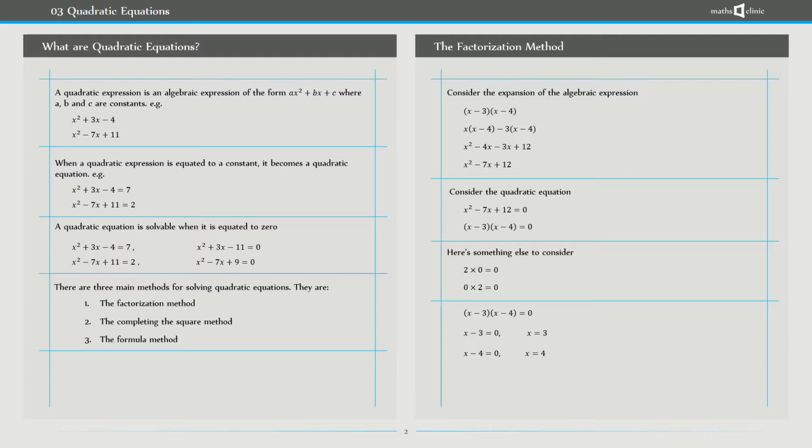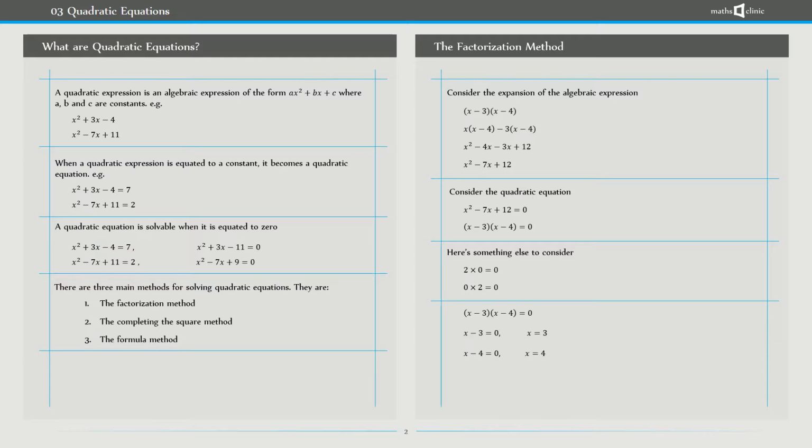Now, this is a very vague idea of how you would go about solving a quadratic equation using the factorization method. The first thing we understood is that when you have a quadratic equation, x squared minus 7x plus 12 equals 0, you can actually write this out in a factorized form as x minus 3 times x minus 4 equals 0. And once you have x minus 3 multiplying x minus 4 equals 0, it's pretty much straightforward from there. You just have that one of them has to be 0, so x minus 3 equals 0, x equals 3, or x minus 4 equals 0, x equals 4.